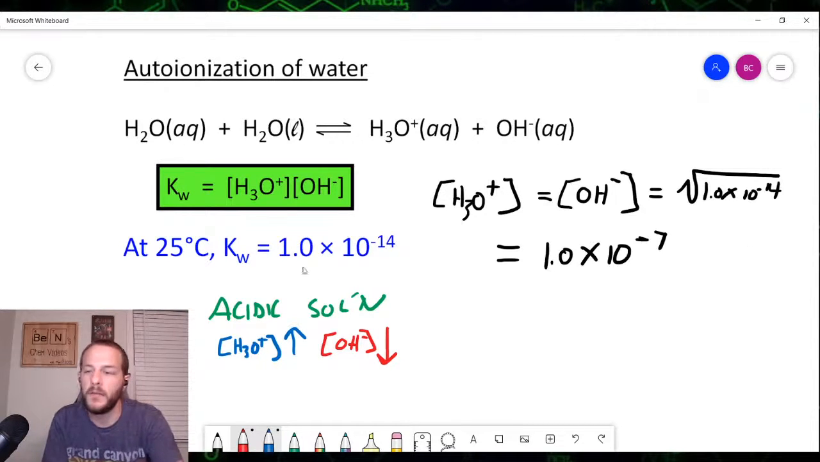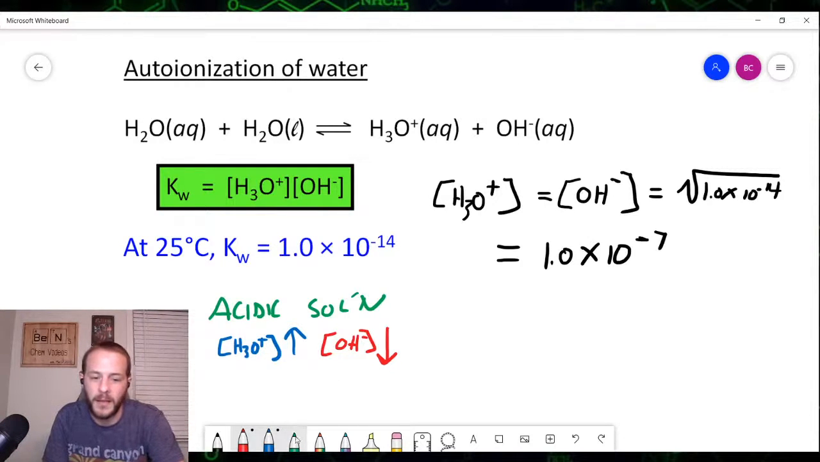So again, if you have an acidic solution, you throw some acid in there, it's going to produce more hydronium ions, more H3O pluses. And in order for the product of H3O plus and OH minus to be 1.0 times 10 to the minus 14, the hydroxide ion concentration, the OH minus concentration, has no choice but to go down.